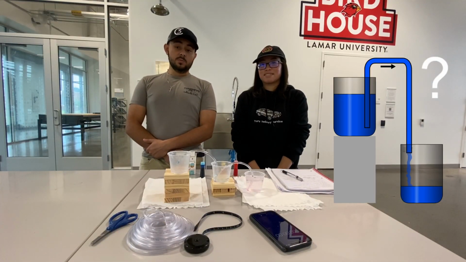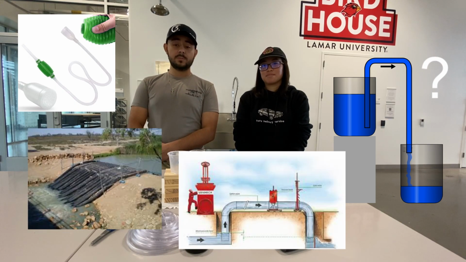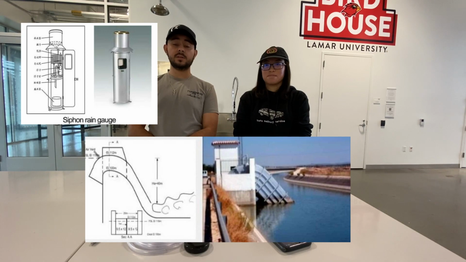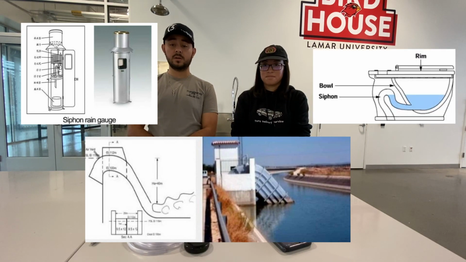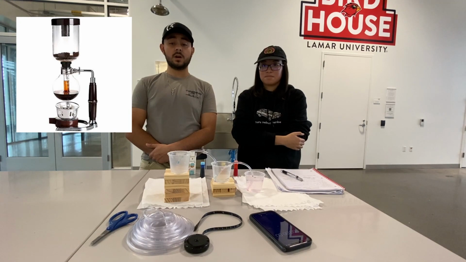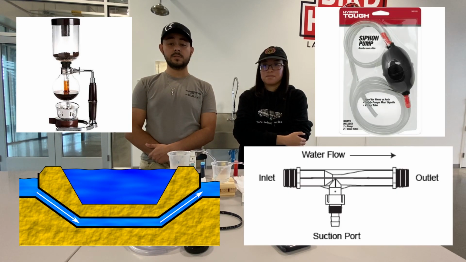So you might be wondering what the applications of a siphon are. There are actually various real-world applications of a siphon that are used in our day-to-day lives. Some of these applications include siphon rain gauges, siphon spillways used in dams, and the modern toilet. There are also other siphons that are not classified as true siphons. These include siphon coffee makers, inverted siphons, siphon pumps, and venturi siphons.